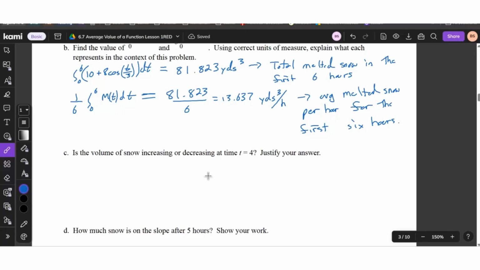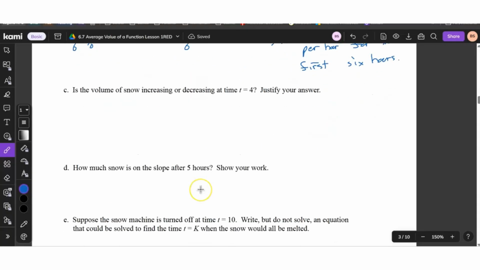All right, you guys ready to look at C? Ladies, stop talking. Is the volume of snow increasing or decreasing at time 4? How would I figure that out? Let's start with the justification. It tells us what to do. It's going to be because what? The sign of the derivative of the volume, which would be like the acceleration. Yes. Because the derivative of the volume is positive or negative.